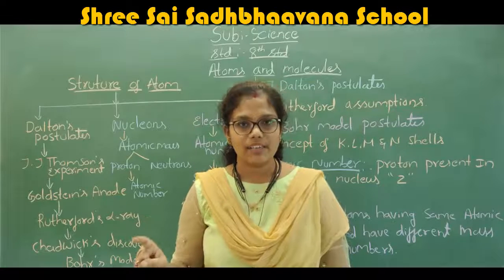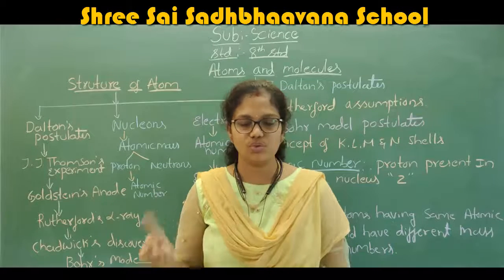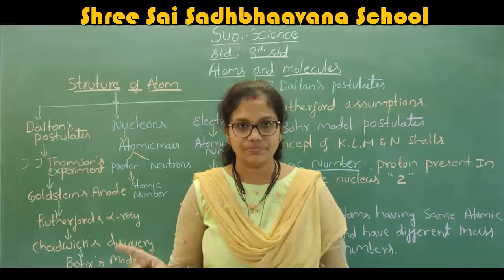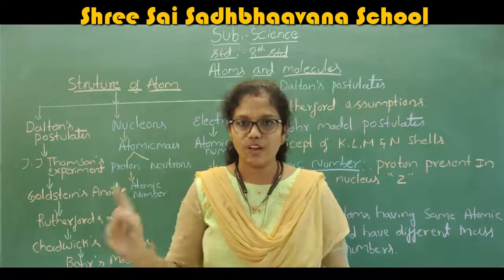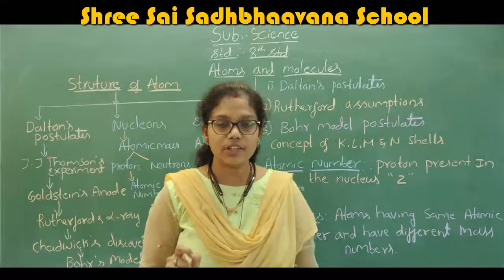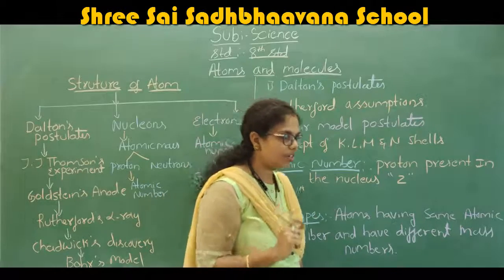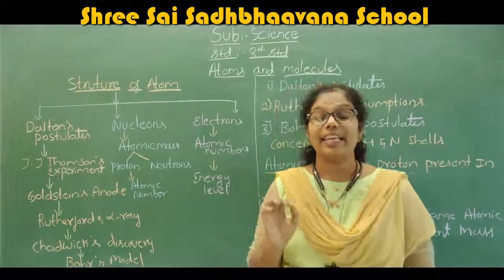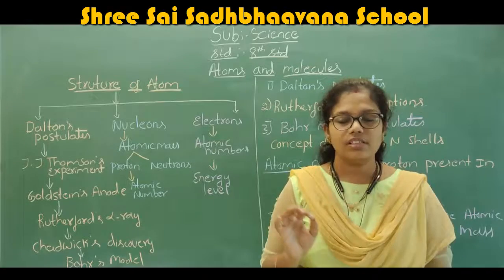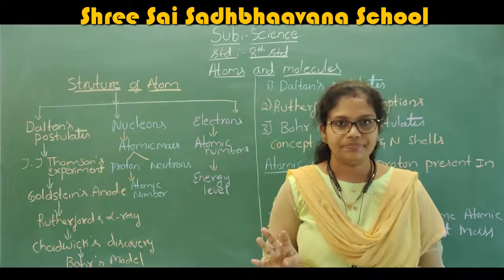If you see carbon dioxide, carbon is 1 and oxygen is 2. Therefore, 1:2. Water, 2:1. Therefore, the formation of a particular compound from elements has its particular ratio. This is the fourth postulate.